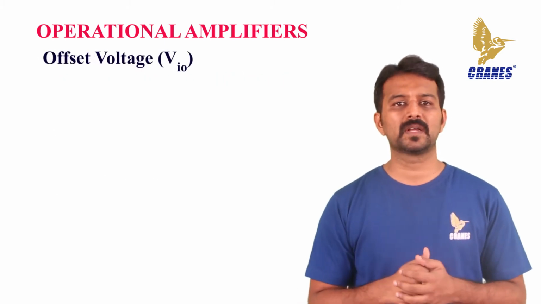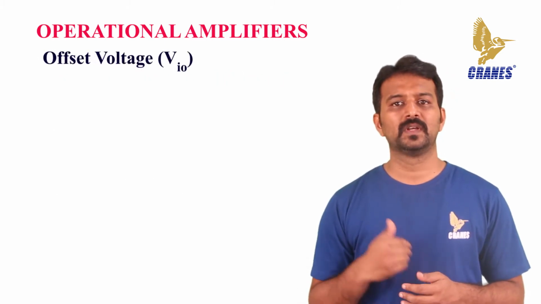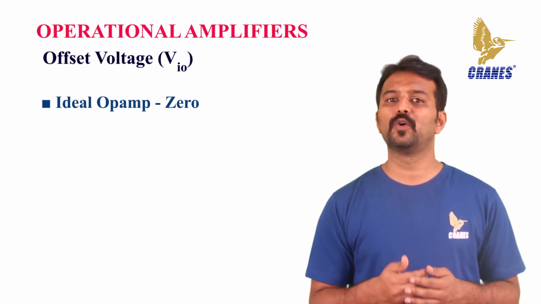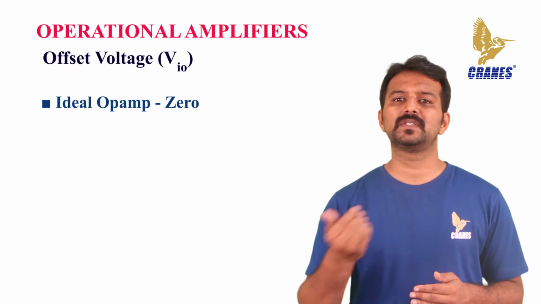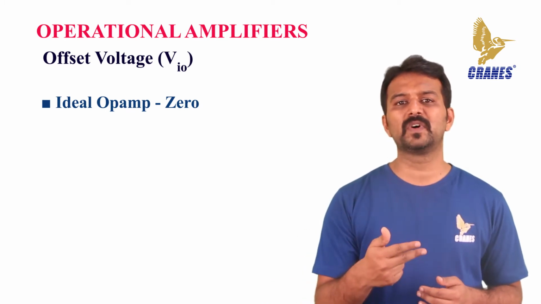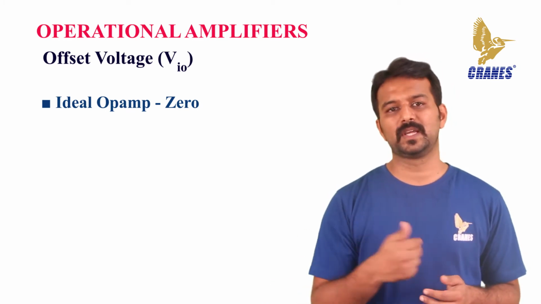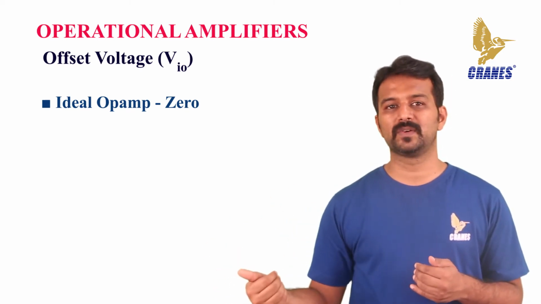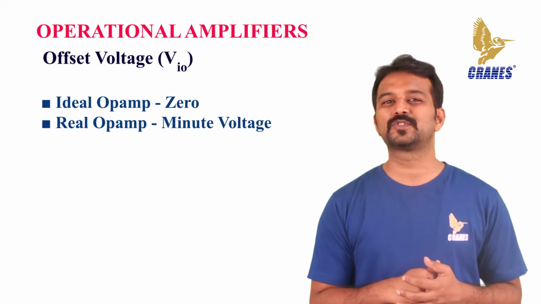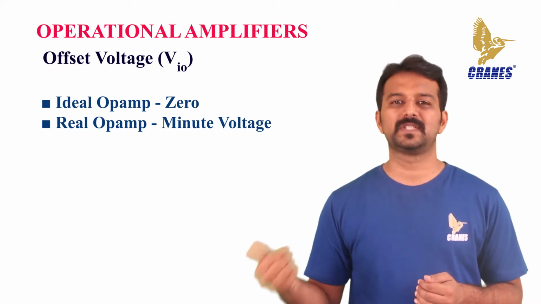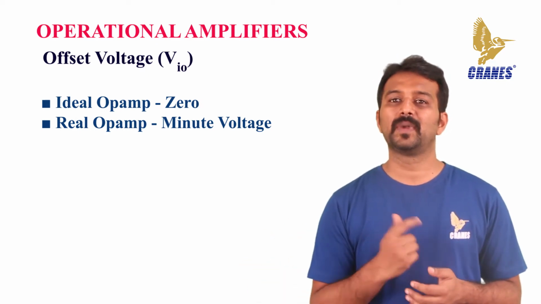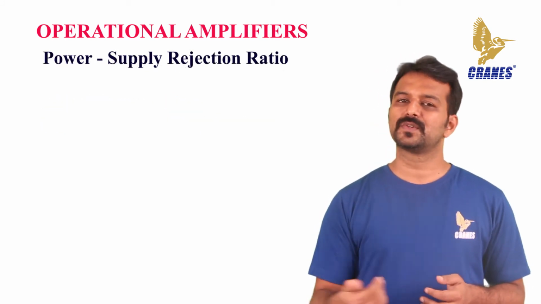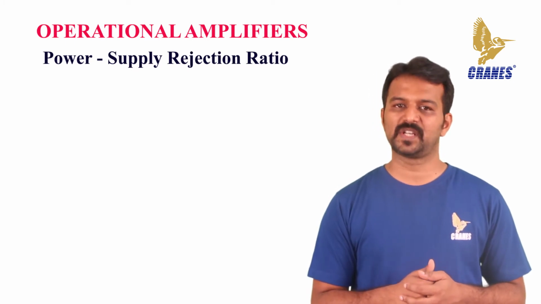So the next parameter is offset voltage. The offset voltage of an ideal op amp is 0, which means that the output voltage will be 0 if the difference between the inverting and the non-inverting terminal is 0. If both the terminals are grounded, the output voltage will be 0. But in most op amps, the output will not be 0 when off, but there will be a minute voltage from it.